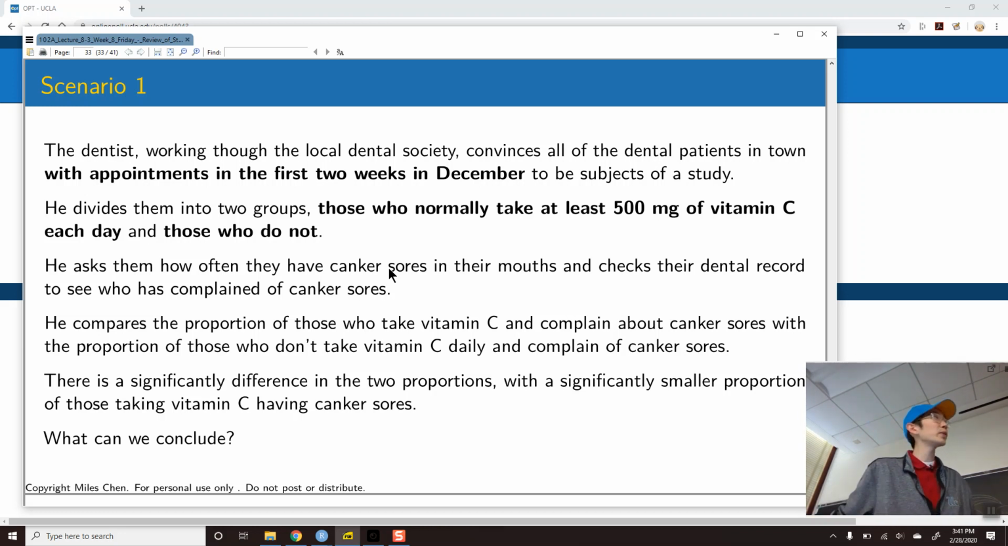So what can we conclude from here? First question, is this a random sample? It's not a random sample. And is this an experiment or an observational study?